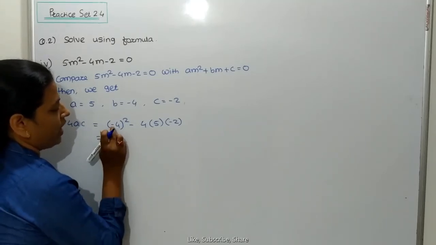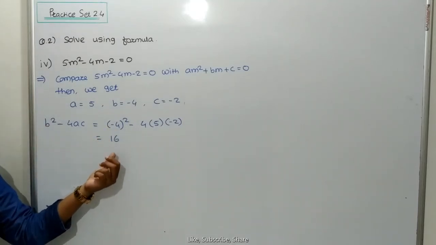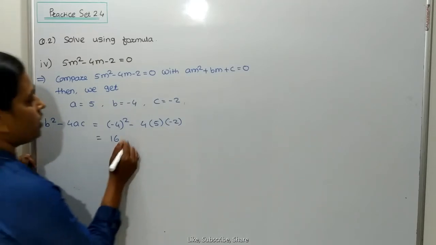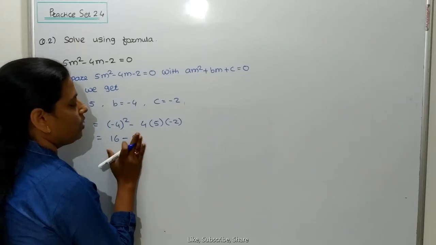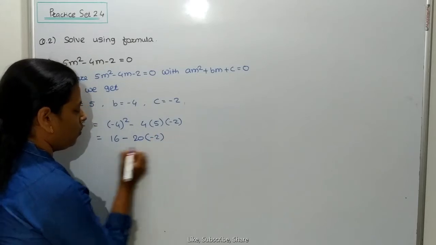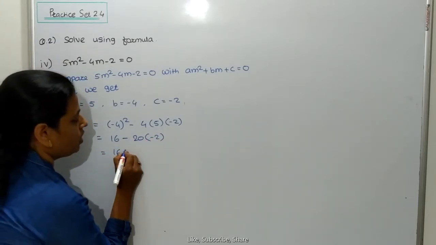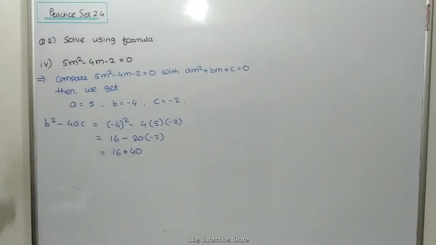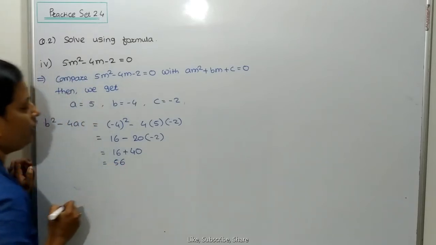So plus 16. When we take the square of a minus number, we have to take the plus of that number. That means plus 16 minus 4 minus are 20 and 2 2s are 4, that is minus 20. Then this multiplied by -2. So 16 minus 20 into -2, that is plus 40. -20 into -2 is plus 40. Then it is 56.